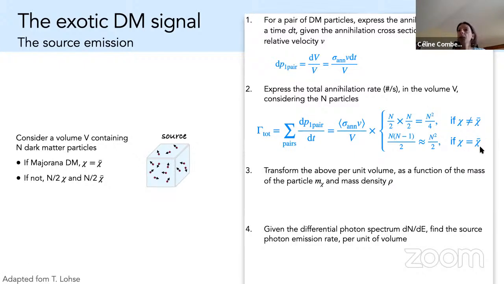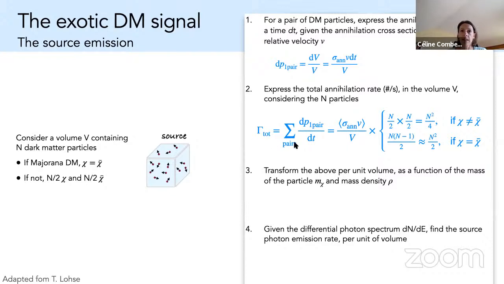If the dark matter is its own anti-particle, chi equal chi bar, then I have n projectiles, but they can interact only with n-1 targets, and I need to divide this by 2 to avoid double counting. And for a large number n, this is n²/2. However, if the dark matter is not its own anti-particle, then I have n/2 targets that can interact with n/2 projectiles, so this is n²/4. So here we see we have a tiny difference depending on the model of dark matter we're considering.